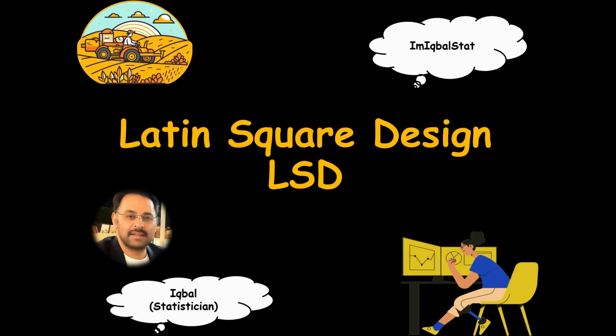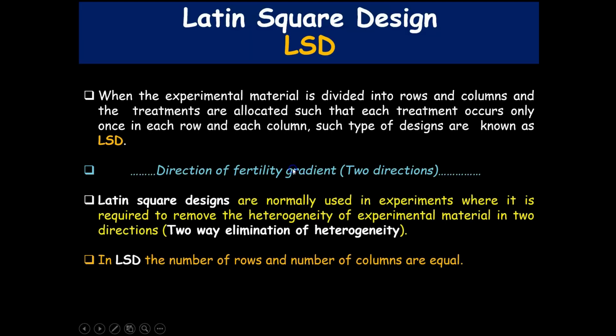In this video we'll try to learn some of the basic concepts involved in row column design. Whenever we are in a position to allocate treatments in rows and columns, in the context of field experiments, if the fertility gradient is moving in two directions, this type of design is used. When the experimental material is divided into rows and columns and the treatments are allocated such that each treatment occurs only once in each row and each column, such designs are known as Latin square designs.